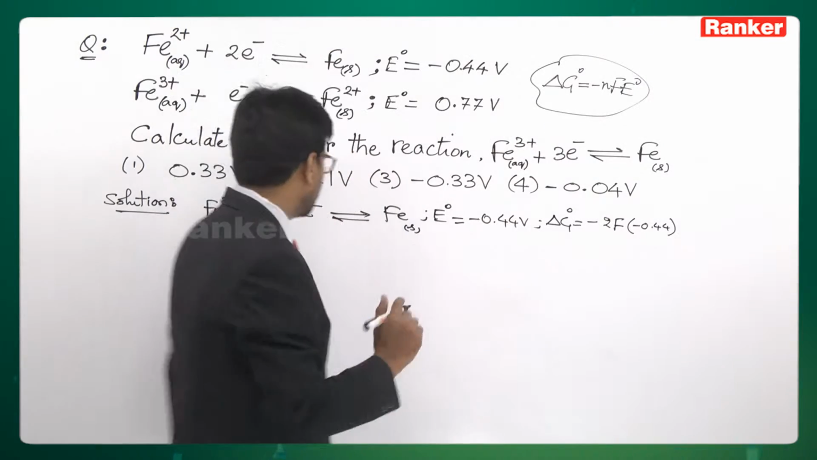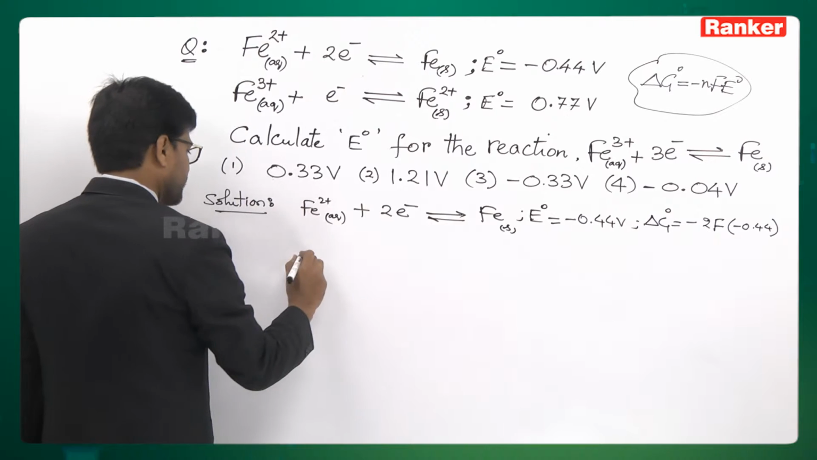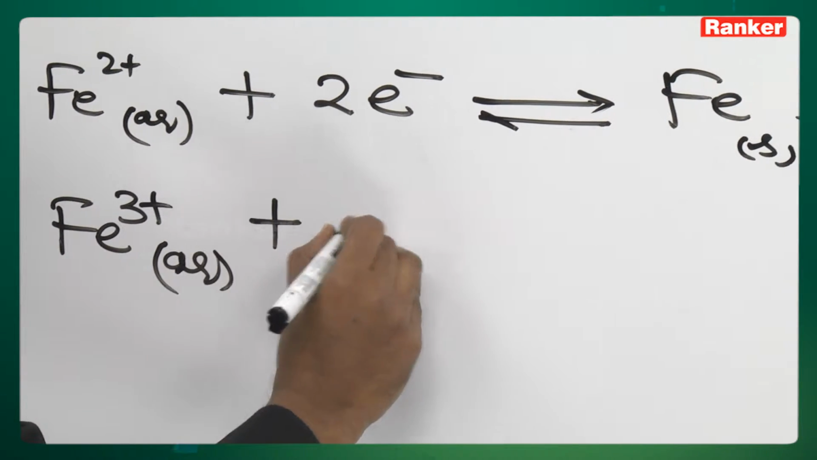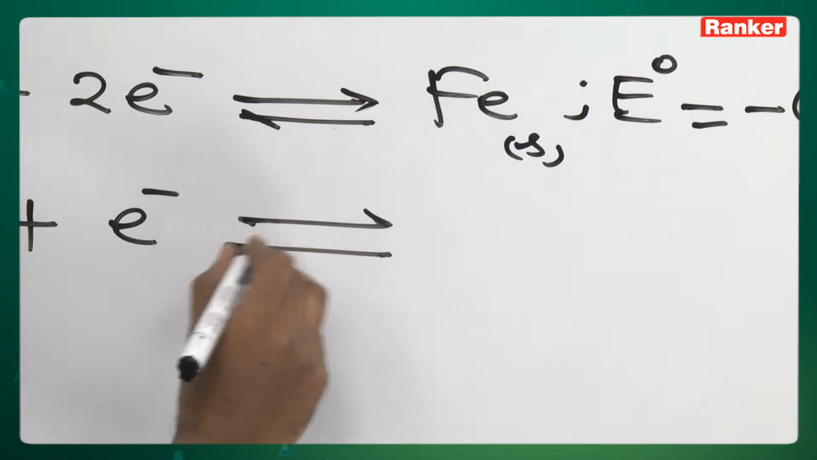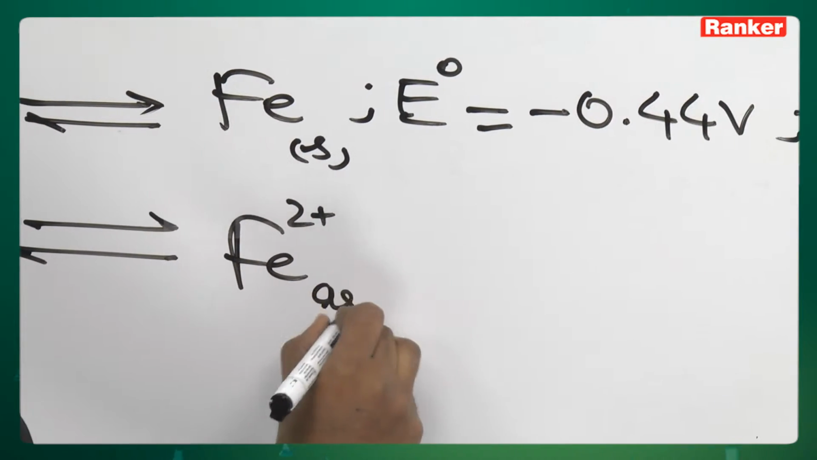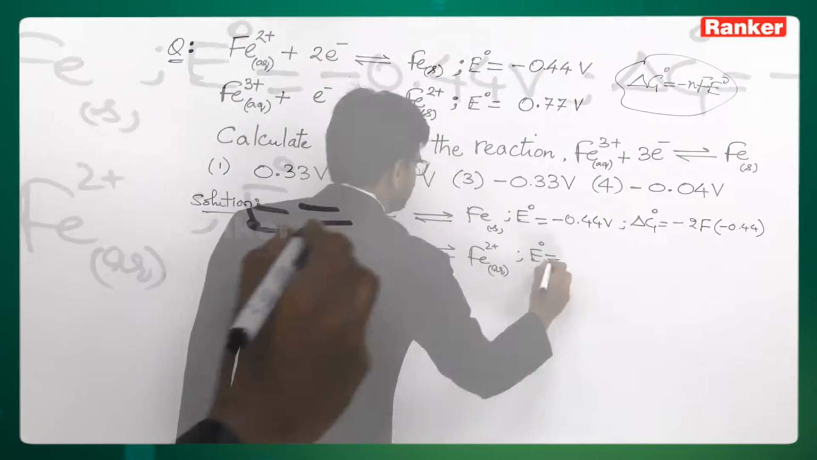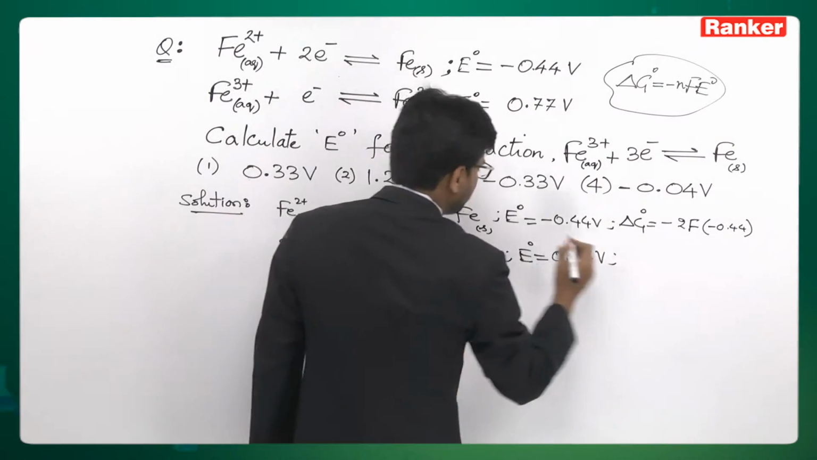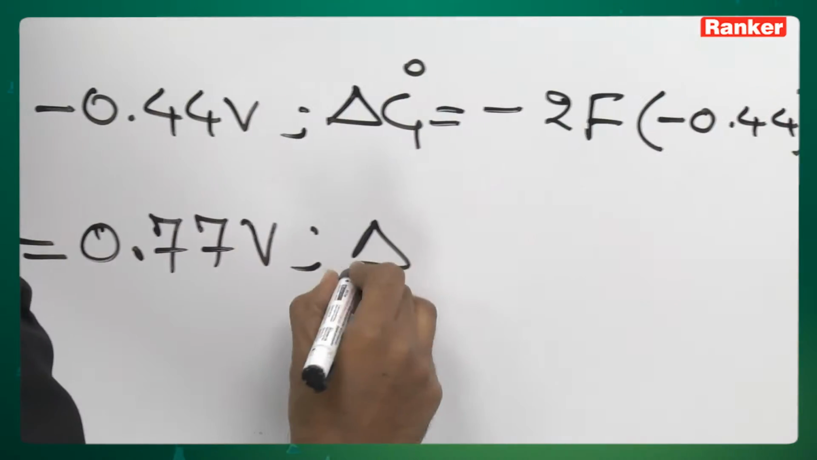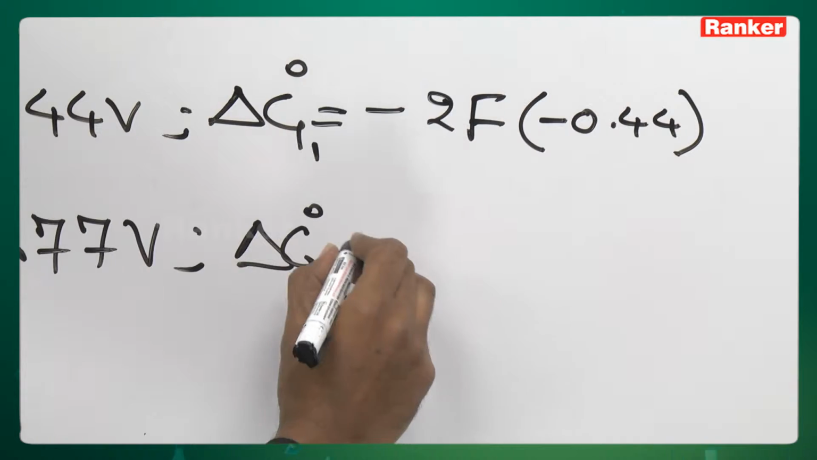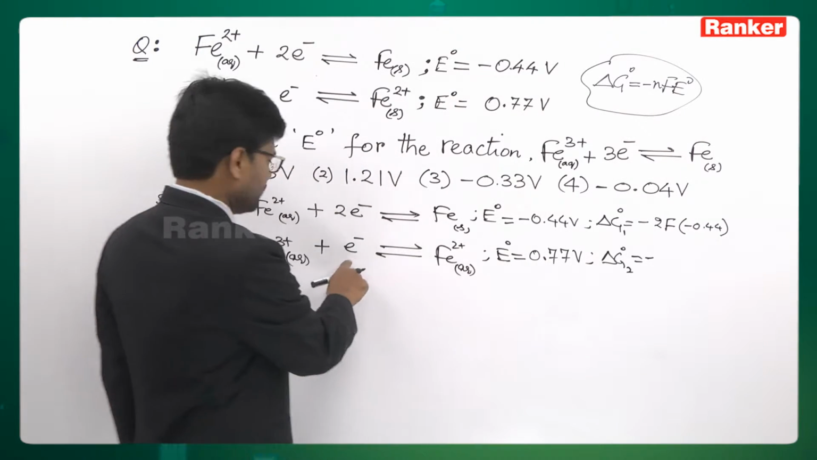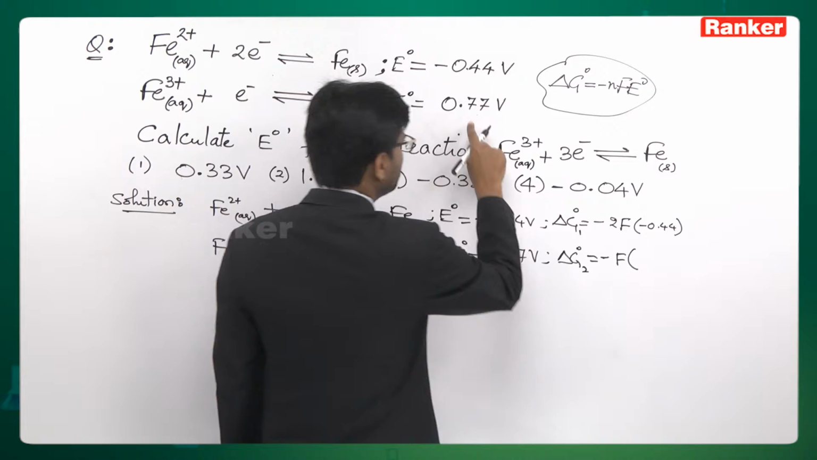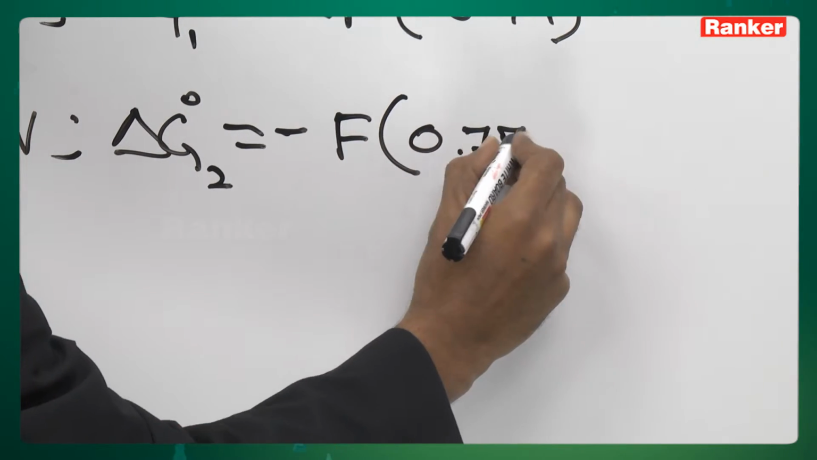That comes to delta G naught equals 0.88 F. In a similar manner, write this equation: Fe3+ aqueous plus electron, reversible arrows, Fe2+ aqueous. E naught is 0.77 volts. Now the corresponding delta G naught value, I'll call it delta G naught 2. This is minus N, where N is 1 because 1 electron is involved, and then F, then the value 0.77 volts.